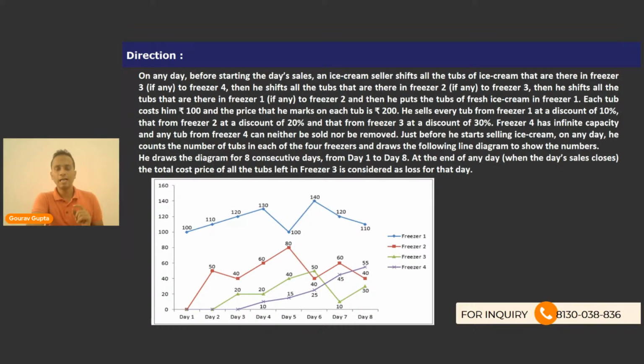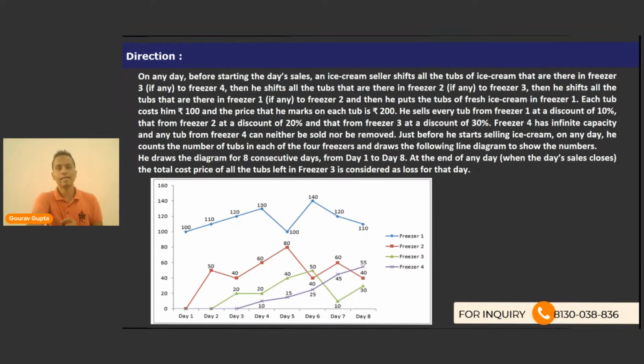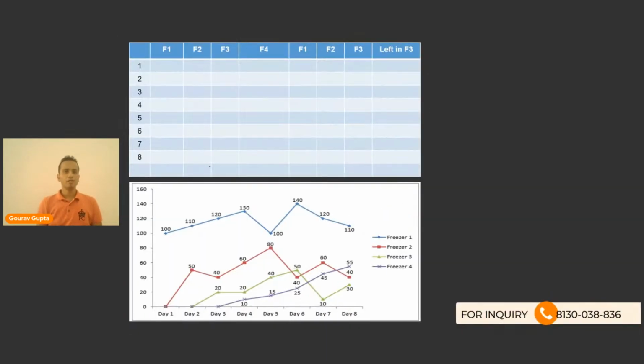So I'll first of all use this line diagram and an empty table to fill the values in this table. First of all, freezer 1, day number 1, there are 100 ice creams. The values of freezer 1 are given with a blue colored line. So 100, 110, 120, 130, 100, 140, 120, and 110. Now, what do these values of freezer 1 give us?